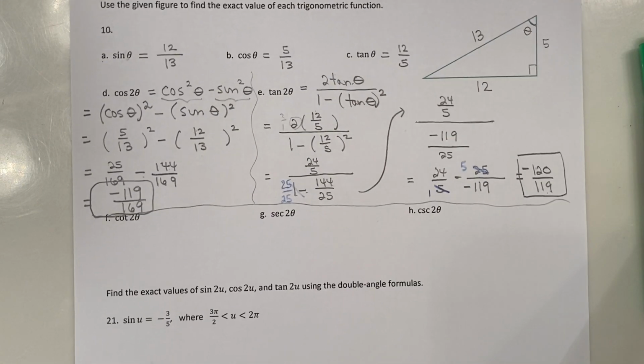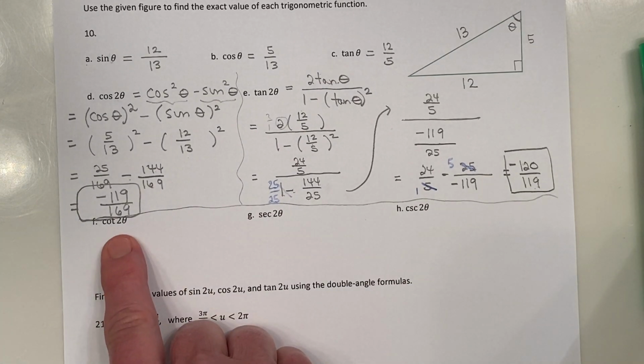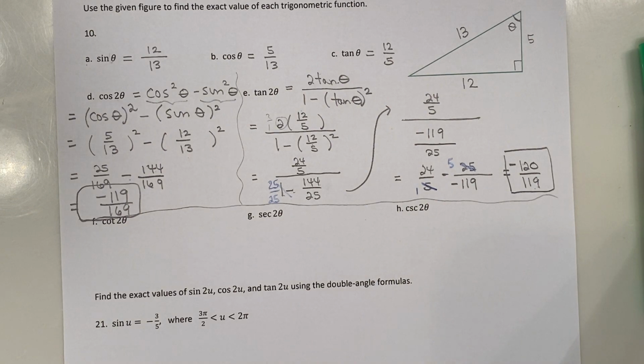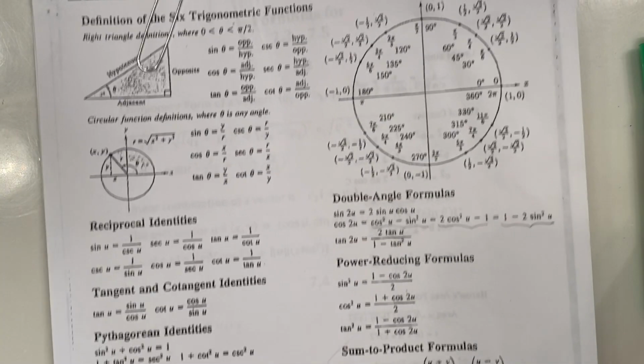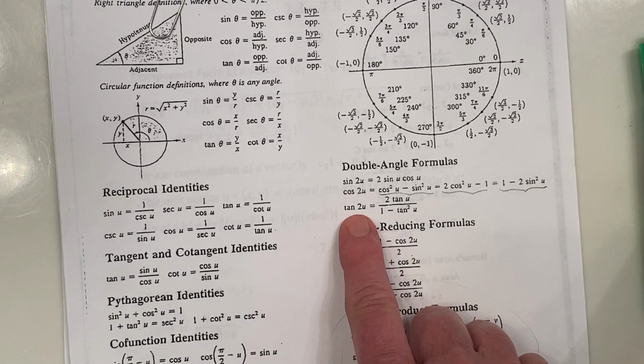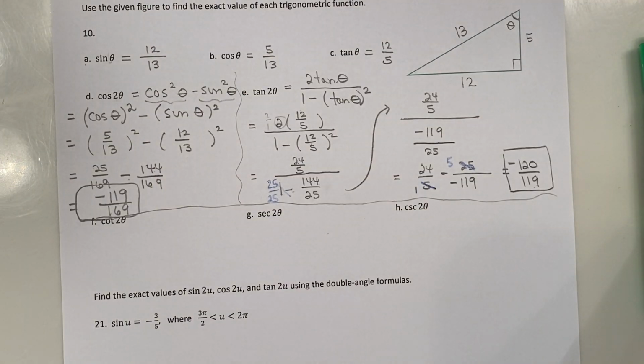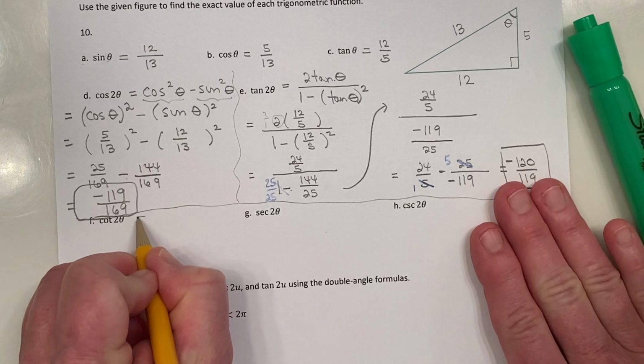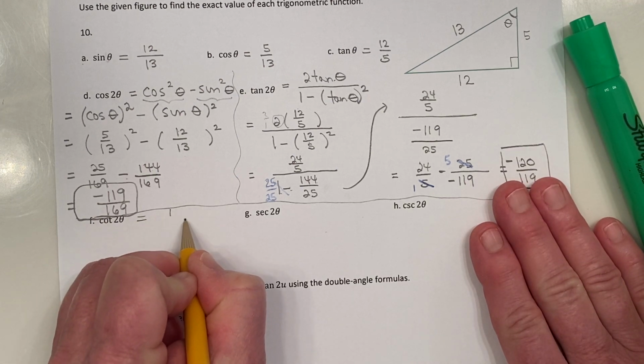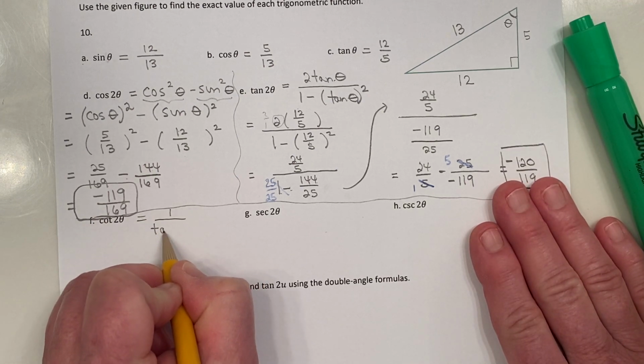Let's look at these next 3 then. We're asked to find the cotangent of 2 theta. Well, if you go to your formula sheet, you don't have a cotangent of 2 theta formula, but you do have a tangent of 2 theta. So how we're going to handle this is I'm going to say, you know what, cotangent of 2 theta is actually the reciprocal, 1 over tangent of 2 theta.